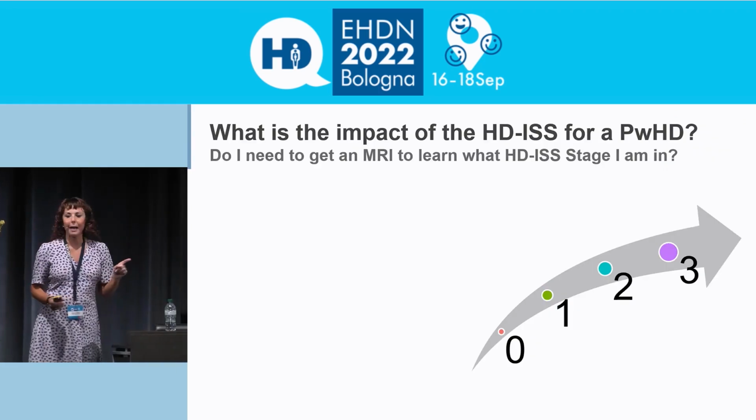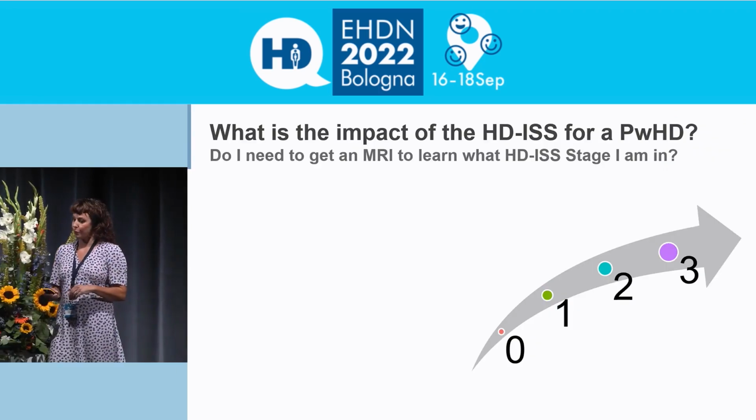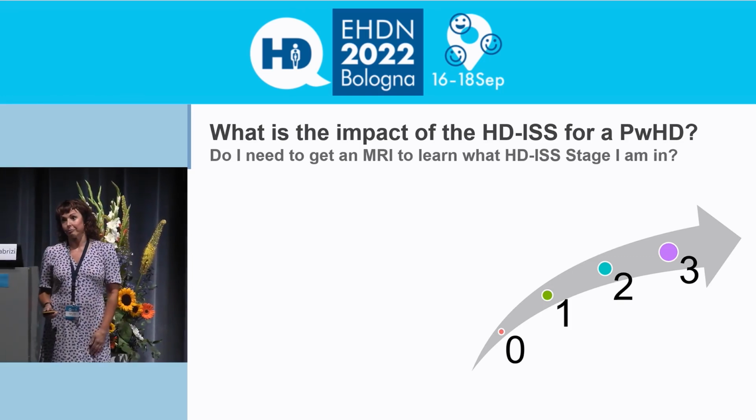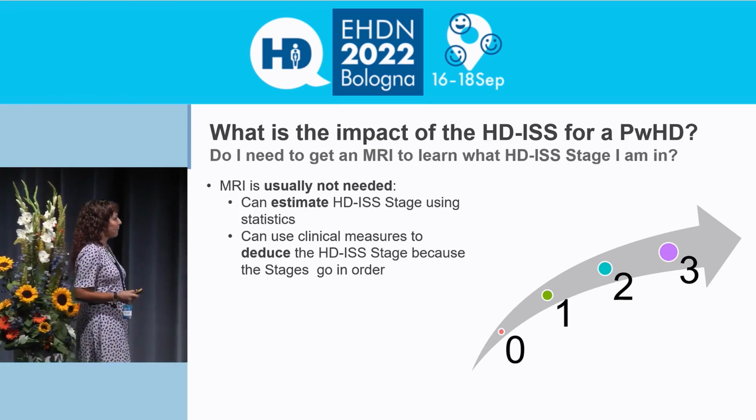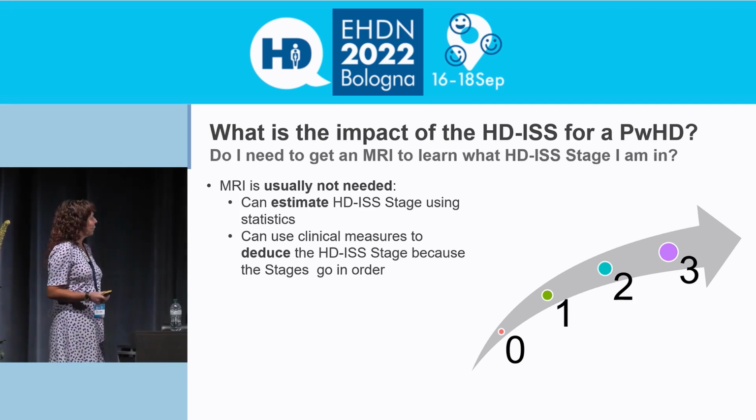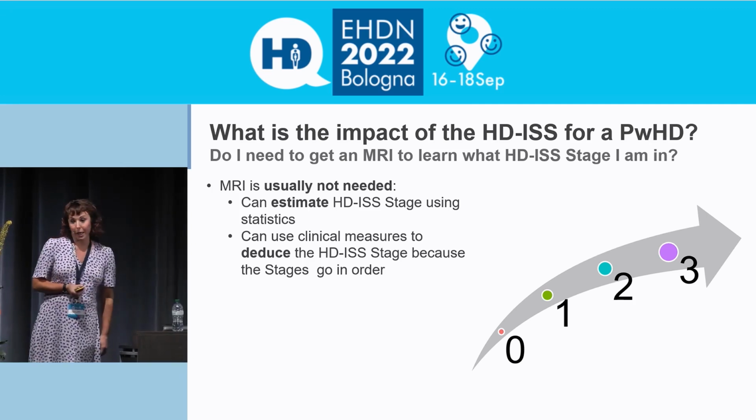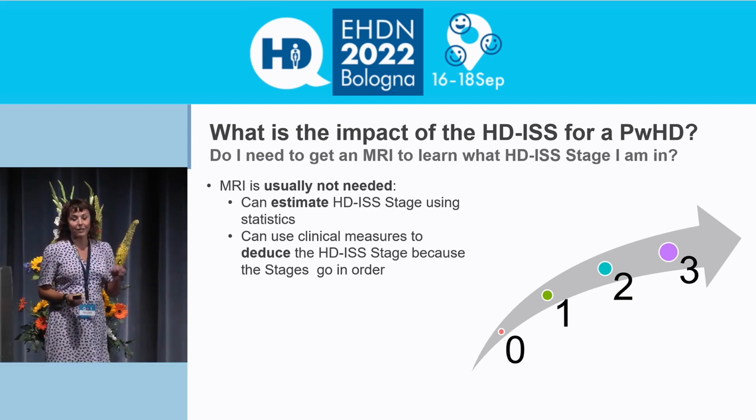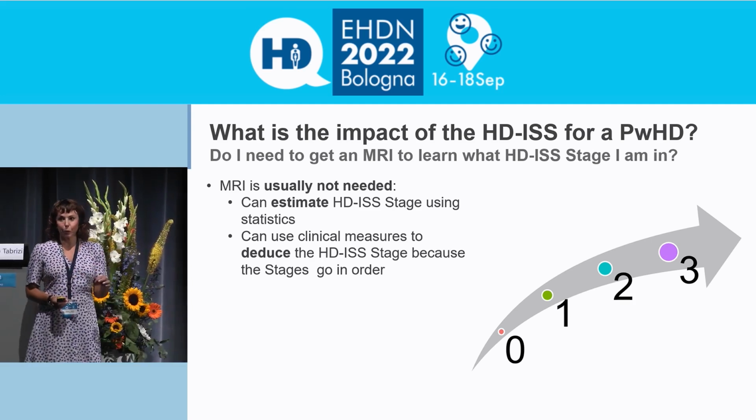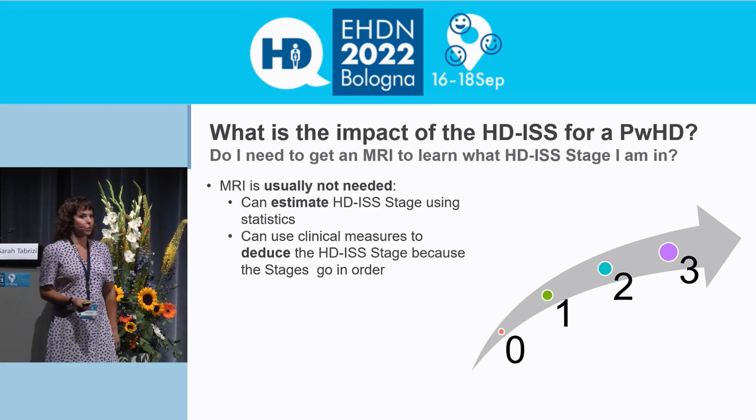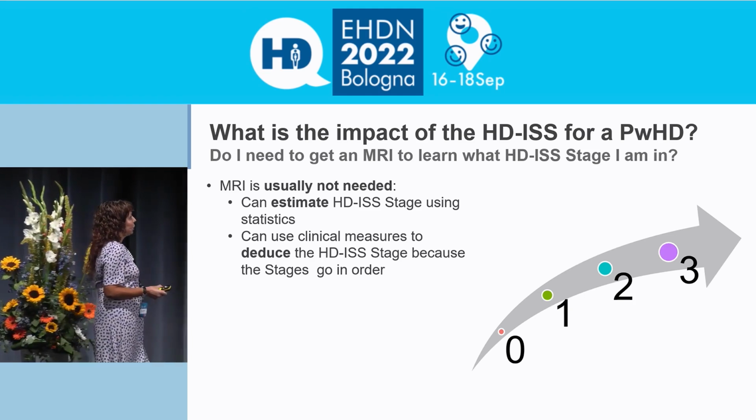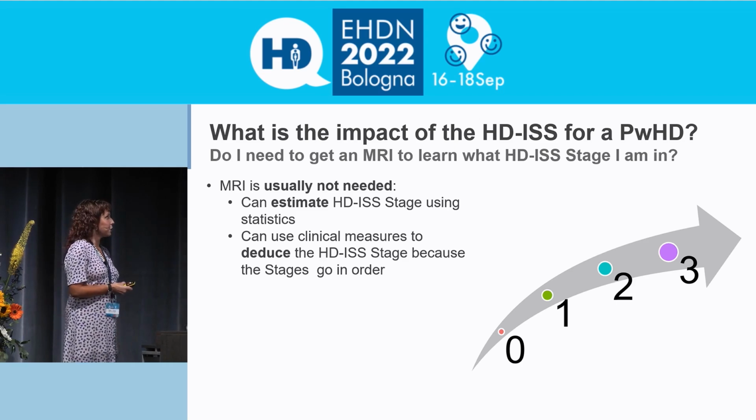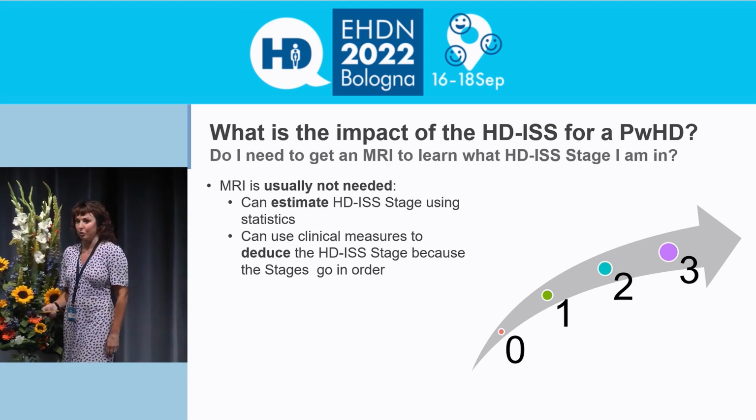So, what's the impact of the HD-ISS for a person with Huntington's disease? Do I need to get an MRI? And this is a really common question. MRI is usually not needed. You can estimate your stage using statistical modeling. And we have a stage calculator with a website that you can put data into and get a staging. We can use clinical measures to deduce the HD-ISS stage because the stages always go in order.